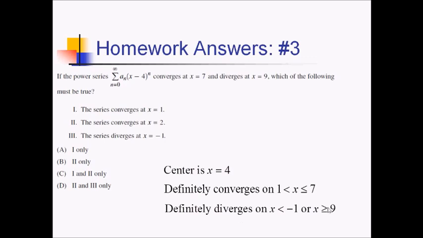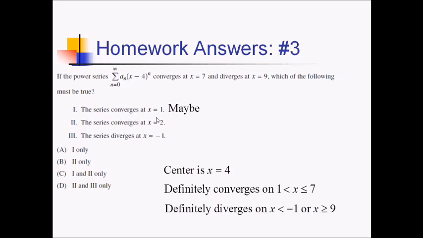And again, the only reason I can write greater than or equal to 9, but not the negative 1, is that with 9 they actually told us we're diverging there. So let's look at our options now. Series converges at x equals 1. Well, that's on the border here. That's on the fence. That could be converging or diverging. So that's a maybe, but it's not a yes.